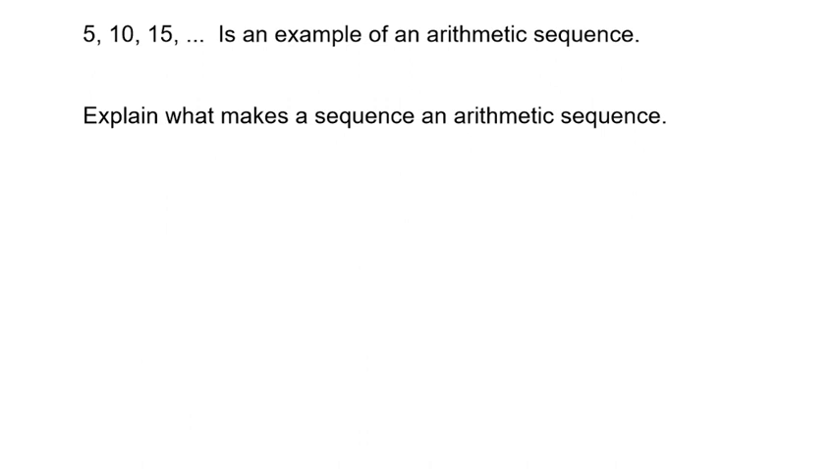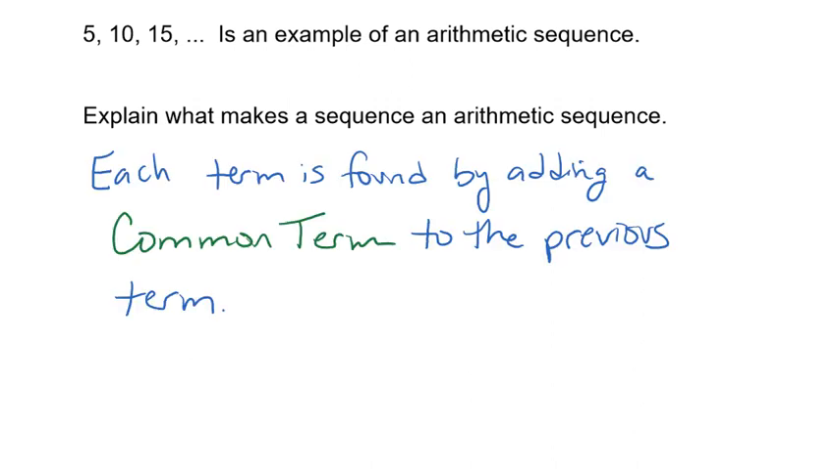In this video, we're going to be talking about what it takes to make an arithmetic sequence. So 5, 10, 15, and so on is an example of an arithmetic sequence. An arithmetic sequence, or what makes a sequence arithmetic, is that each term is found by adding a common term to the previous term. So for example, here we see that to get from 5 to 10, we add 5.